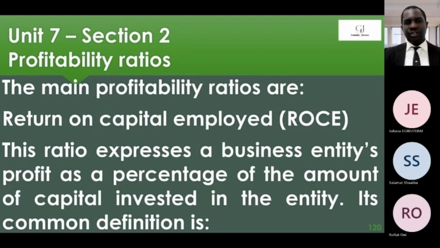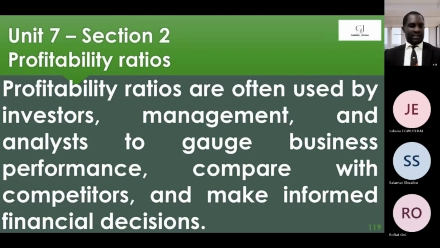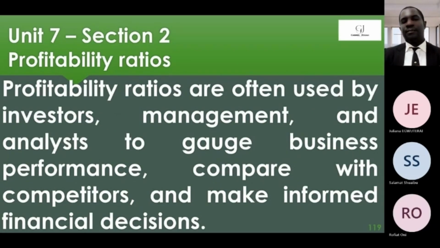The main profitability ratios. So we'll continue in that line. We're talking about profitability ratios used by investors, management, and analysts to gauge business performance, compare with competitors, and make financial decisions. So that's the first ratio type we'll be looking at. We'll be looking at 5 of them, but profitability comes first because it's a ratio that has to assess performance of the entity for that particular period.